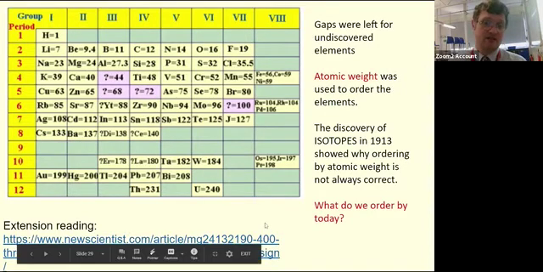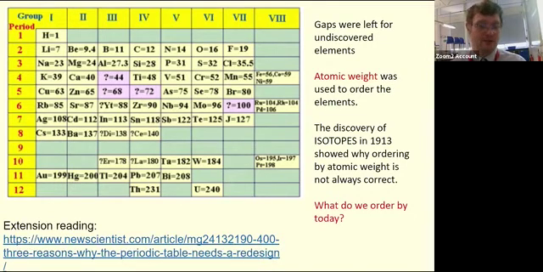Again, some extension, this isn't required, but some of you might be interested. There's a New Scientist article here, which talks about why maybe our periodic table needs a bit of a rethink. We should be changing how we're presenting it. So again, during that class time on Wednesday or Thursday, you might want to go and have a read of that article as an extension.